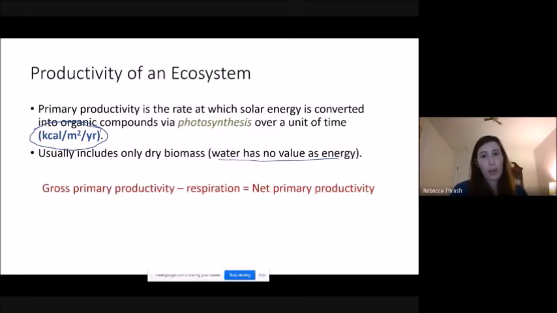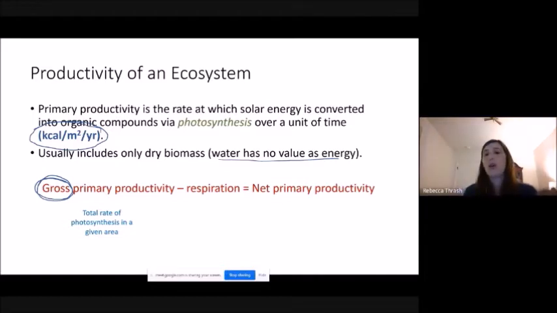So there are different parts of productivity of an ecosystem. And what you will need to know for sure is the difference between gross primary productivity and net primary productivity. You have probably heard people saying gross domestic product, or using this term in reference to making something, right? So when we say gross primary productivity, what we are talking about is the total rate of photosynthesis in a given area. All of it, everything that is being produced.